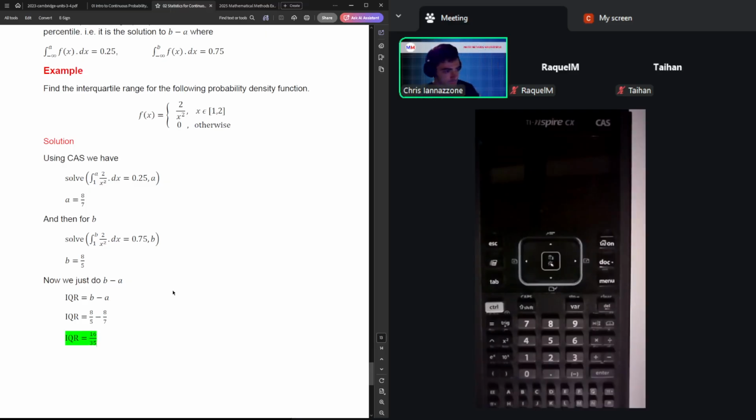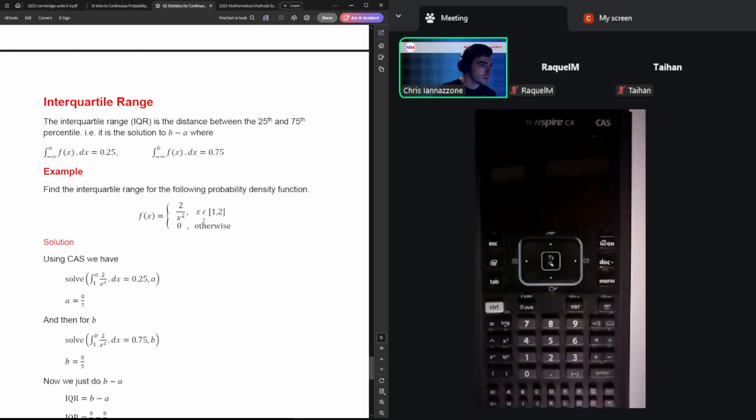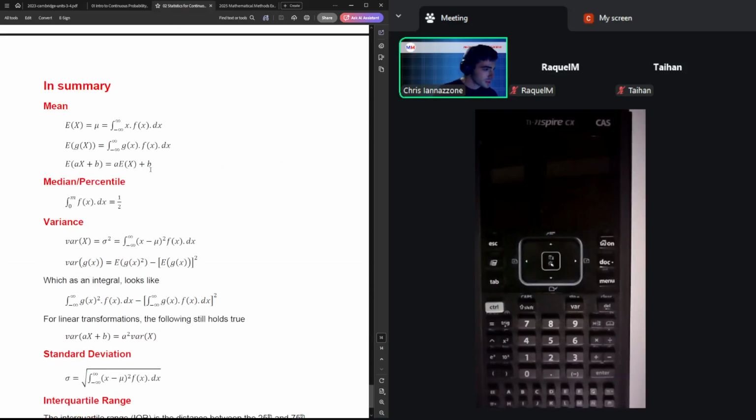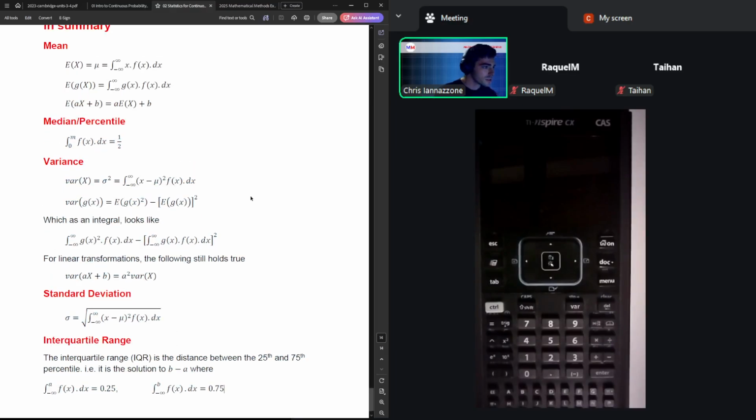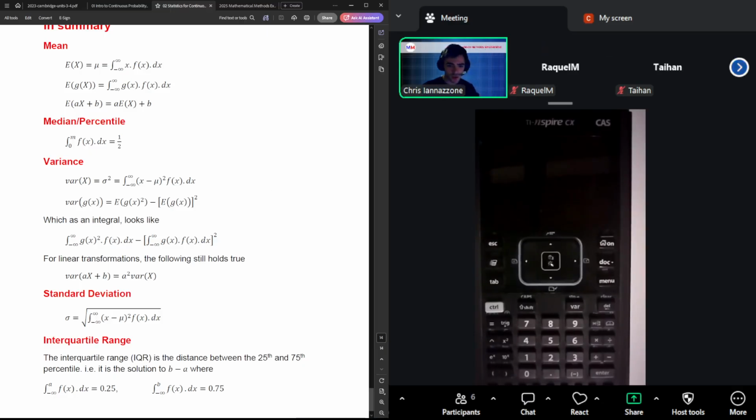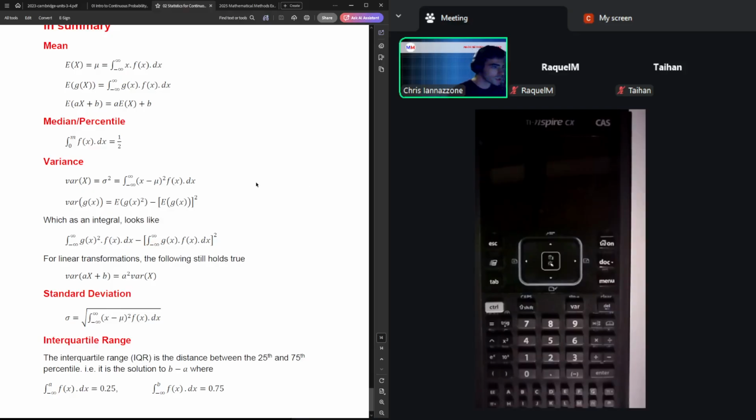Fairly straightforward. And this will likely be a CAS thing as well, simply because of how much integrating would have to happen, and 0.25 and 0.75 aren't necessarily nice and easy values to work with tech-free, depending on the function you're provided. Anyway, that's all the statistics there. I've got a nice little cheat sheet at the end for all the stuff. Is there anything in there that needs further clarification before we get into some questions?